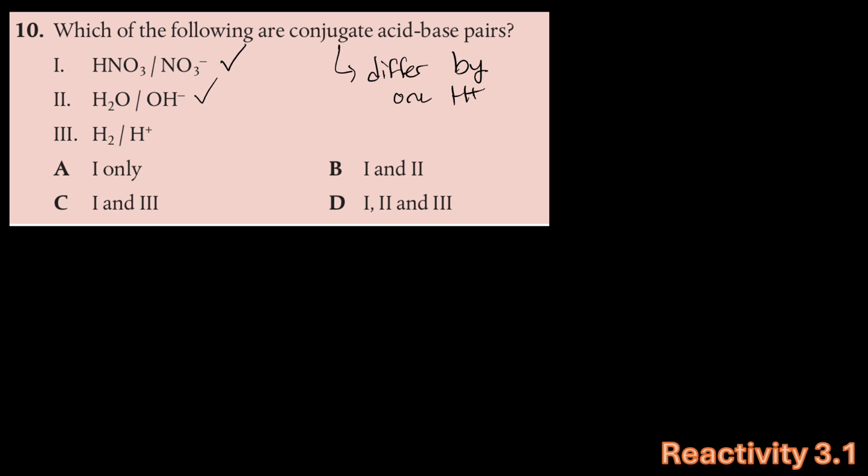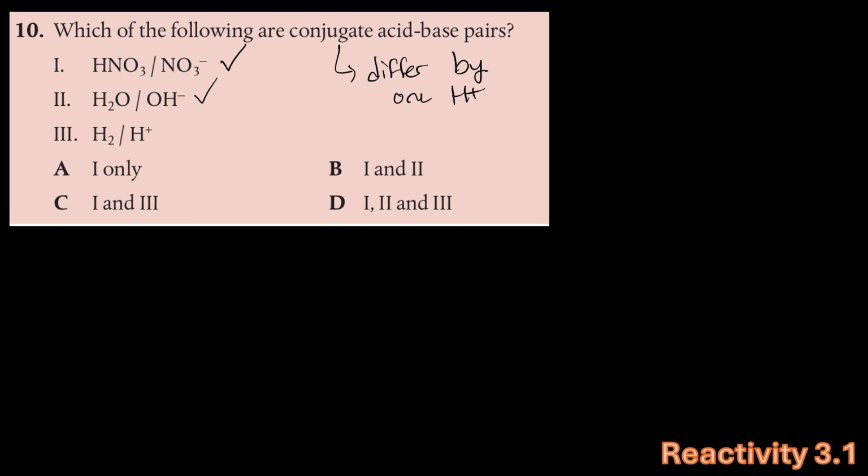Now 3 is kind of deceiving because it obviously says 2 H's and you can see 1 H. So I get why you would think, looking at it right away, that it could be a conjugate acid-base pair. However, 2 H plus ions does not equal H2 because you're missing 2 of the electrons, which essentially would be a redox reaction. So because of that, 3 is not a conjugate acid-base pair.